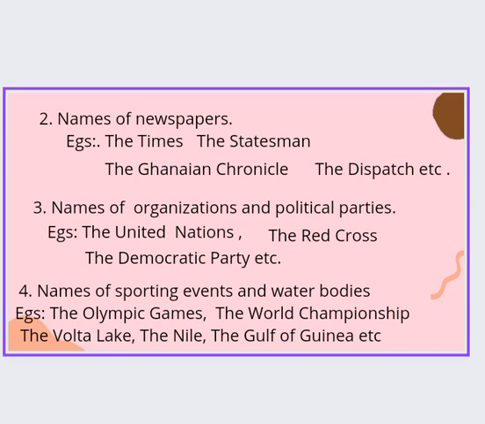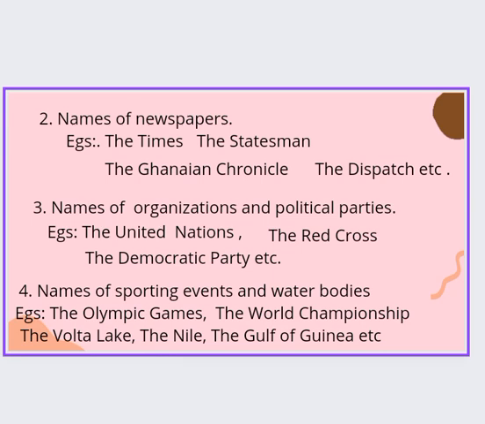Then 3. Names of organizations and political parties. Example, the United Nations, the UN, the Red Cross, the Democratic Party, and what have you. We also have names of sporting events and water bodies. Example, the Olympic Games, the World Championship, the Volta Lake, the Nile, the Gulf of Guinea, etc. We can have a whole lot of them. I've just given you a guide, and so you can bring in more examples.